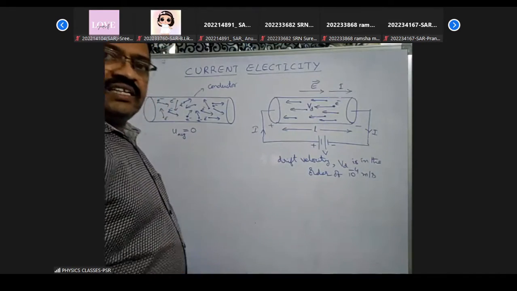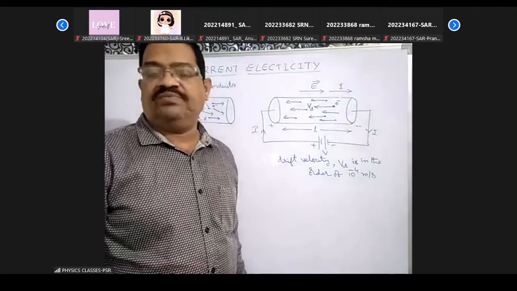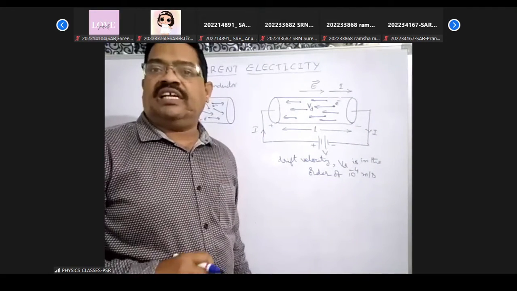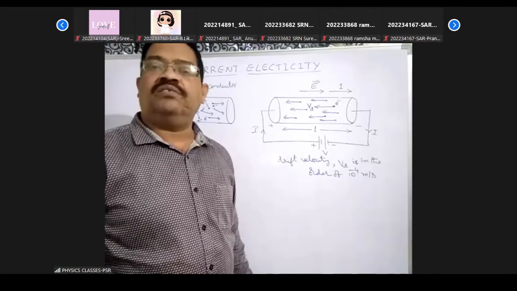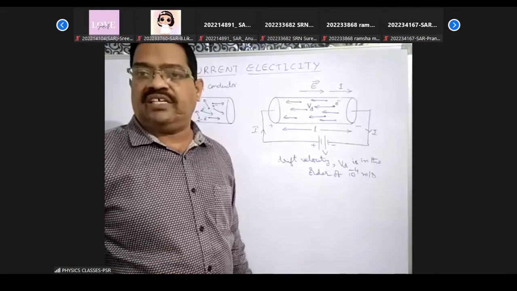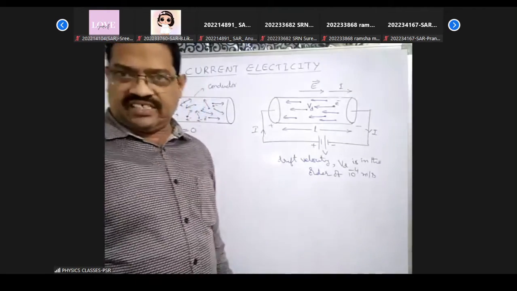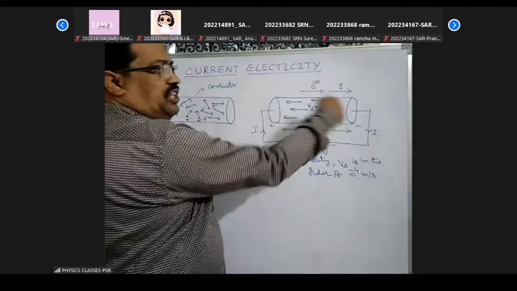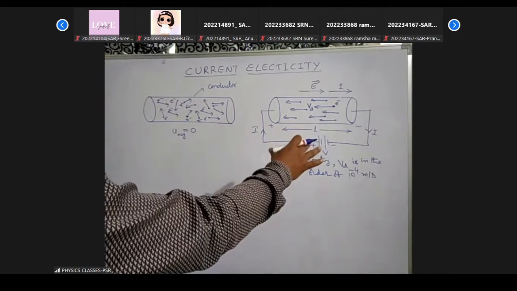Even though it has a direction, it does not obey the laws of vector addition. Here different currents are added simply by normal addition, without using the parallelogram law of vector addition. That's why current is a scalar quantity, even though it has a direction from high potential to low potential. That is important. Is it clear?